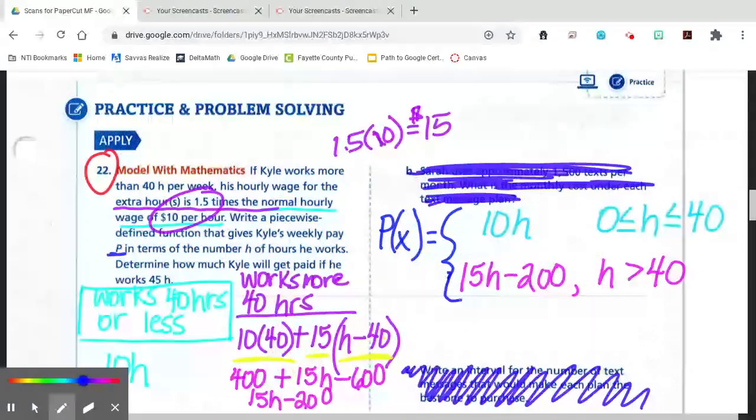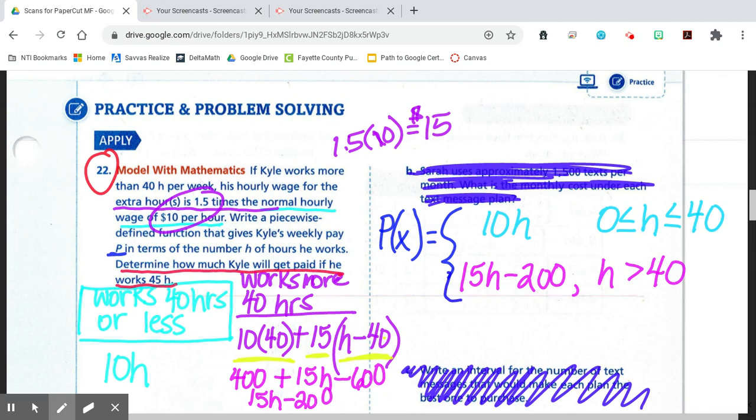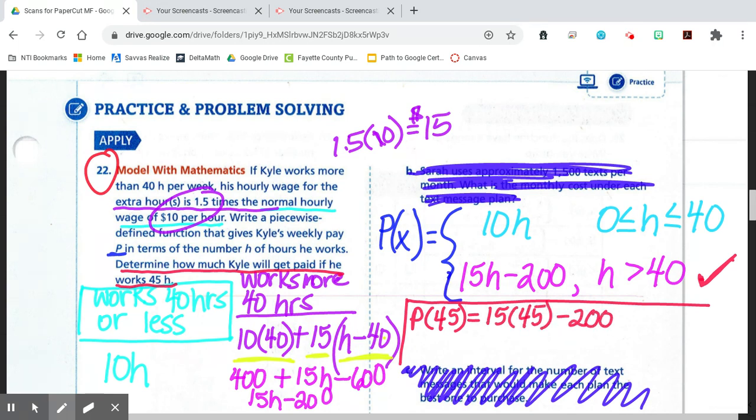Okay, so then the next part of the question says, determine how much Kyle will get paid if he works for 45 hours. So that means I need to find, I'm going to do a little box over here, I need to find P of 45. Well, which line of my piecewise function do I use? Do I use the one that goes for between 0 and 40 hours or the second line that's for greater than 40? Well, 45 is greater than 40, so I'm going to use the second line. I'm going to substitute in 45 for H, and then evaluate P of 45.